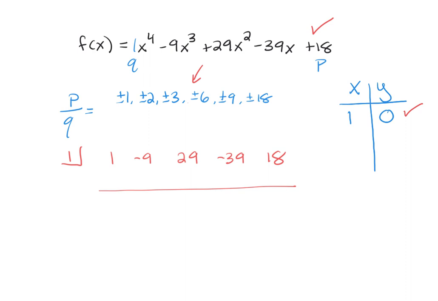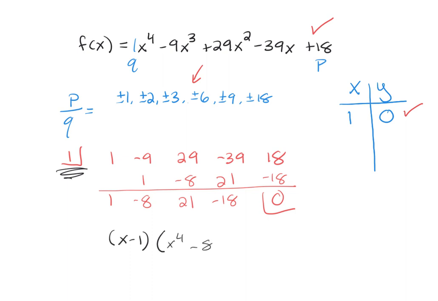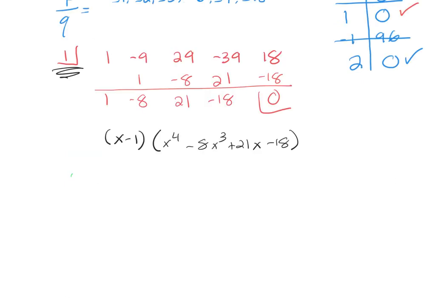So I'm using synthetic division to divide by 1. So 1, 1, negative 8, 21, negative 18, there's my 0. So to write what I've factored so far, a 1 means x minus 1, and then this is x to the 4th minus 8x to the 3rd plus 21x minus 18. If I go back to my calculator, I'm going to type in negative 1, I get 96. When I plug in 2, I get 0. So there's another 0. So I'm going to divide what's left here by the other 0, by 2.